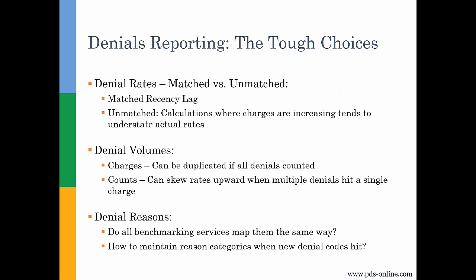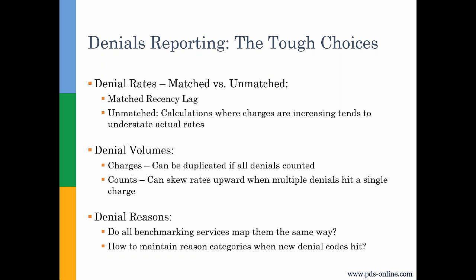So a lot of people don't like looking at that, and they look at it unmatched, where they're saying, here's the denials posted in the month of March versus the charges posted in the month of March. And that will help give them some sort of idea, but there's not a lot of context, and those really aren't matched. And in areas where charges are increasing, particularly if they're increasing fairly dramatically, denials as a function tend to grow with charges, and so it tends to understate the actual rates that are occurring.